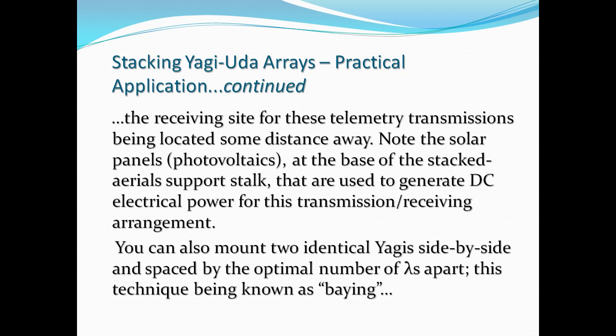The receiving site for these telemetry transmissions is located some distance away. Note the solar panels, a form of photovoltaic system, at the base of the stacked aerial support stalk, that are used to generate direct current electrical power for this transmission-receiving arrangement. You can also mount two identical Yagis side by side and spaced by the optimal number of wavelengths apart, this technique being known as baying.